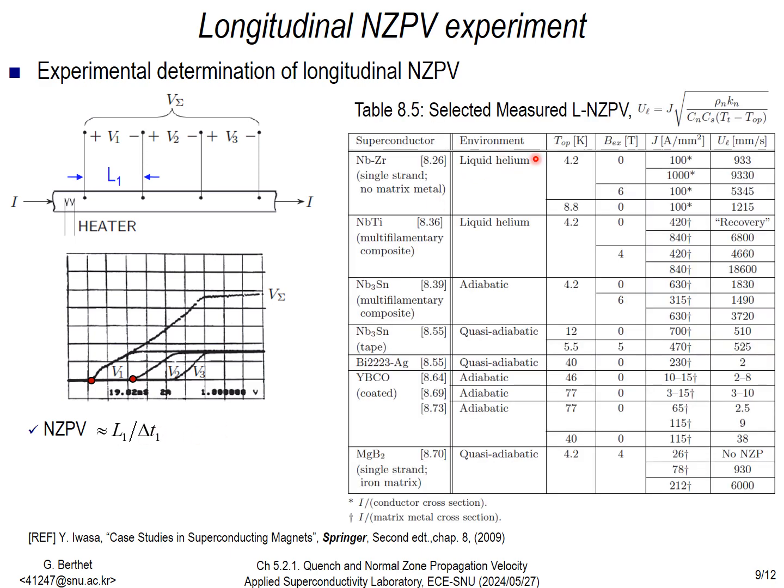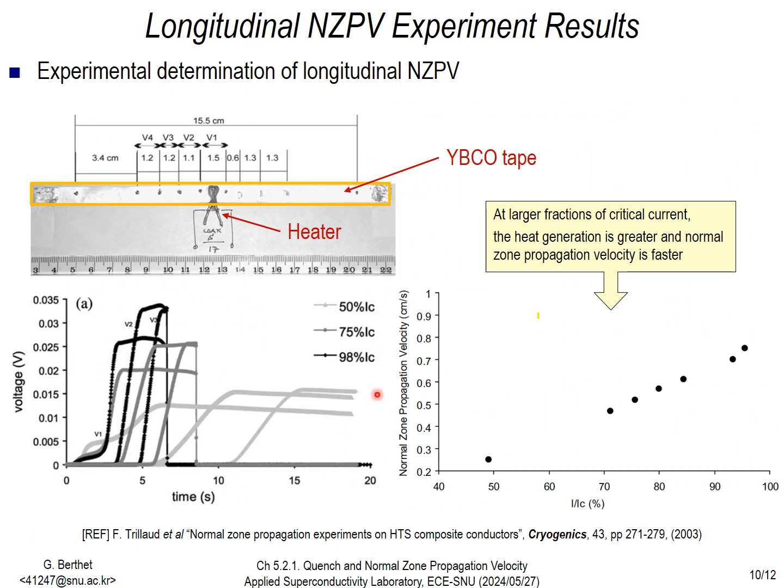Here's a table with some longitudinal NZPV values for several superconducting wires. The main thing that we see here is that usually the NZPV of the LTS is much faster than for the HTS wire. Here we see some experimental results for YBCO tapes. The main thing to remember from this slide is that the NZPV increases as the DC current increases. On the right-hand side graph, we can see the almost linear dependence of the NZPV on the applied current.